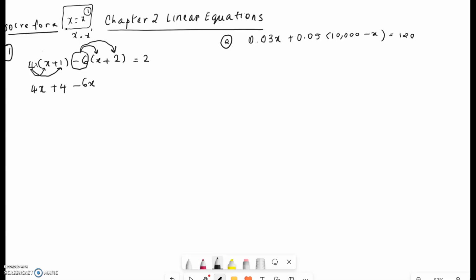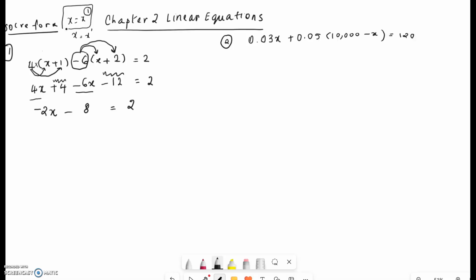So negative 6 times positive 2 is negative 12 equals 2. Now simplify the expression. What do we mean by that? Combine all the x terms. So 4x minus 6x is negative 2x, plus 4 minus 12 is negative 8, and that's equal to 2. We've simplified the left side completely, and there's nothing much to simplify on the right because it's a single constant, it's a number.